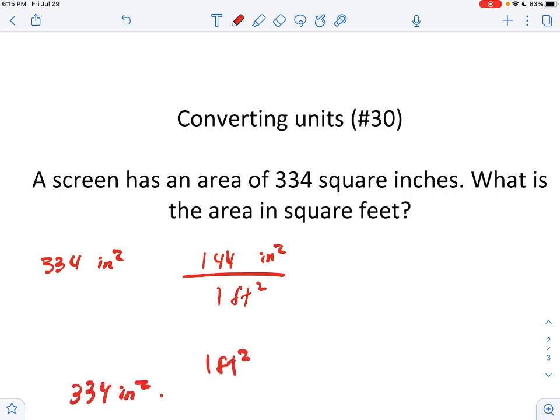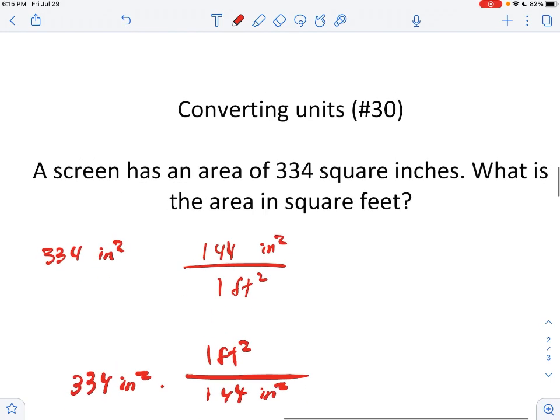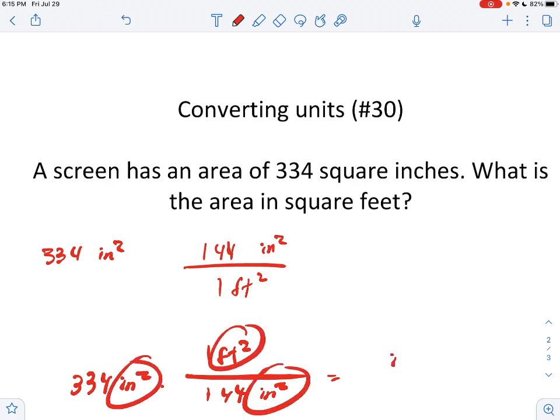1 foot squared over 144 inches squared. And what happens to your units is that if you just look at the units here, the units multiply out to inches squared times foot squared divided by inches squared. Inches squared will cancel, you'll get an answer of foot squared.